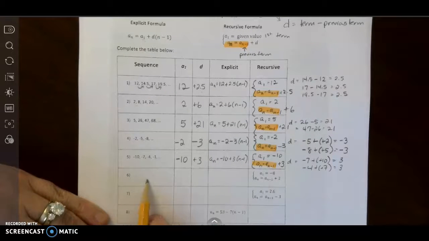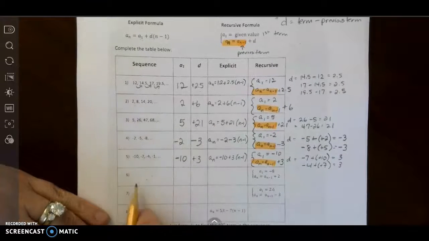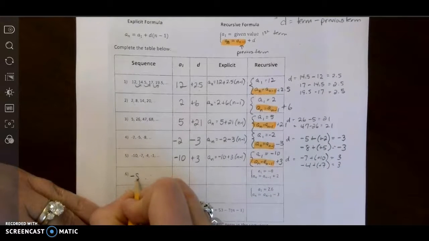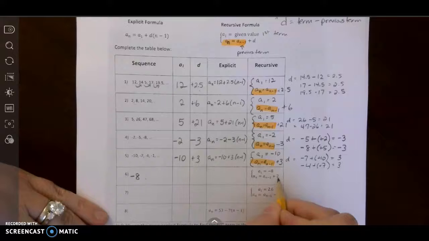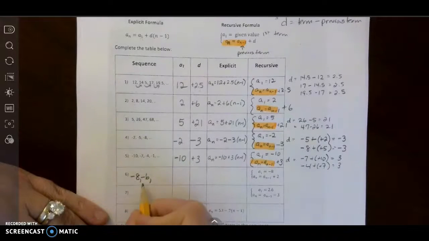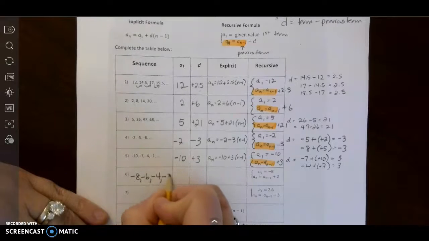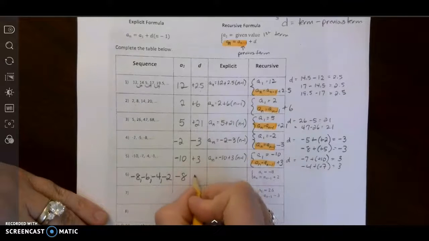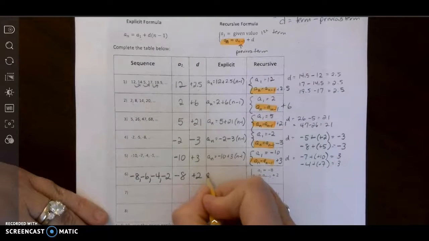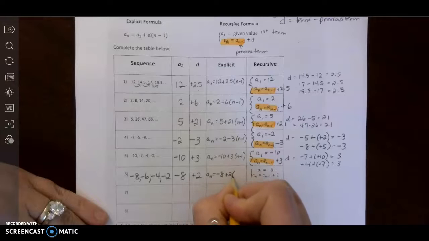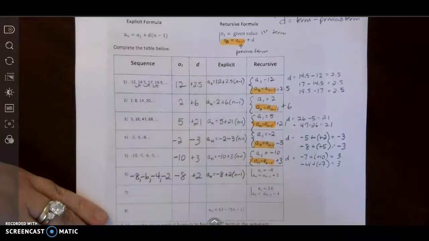Okay, number 6. Here I don't have my terms, but they tell me that my first term is -8, and I'm going to add 2. So if I add 2 to -8, I get -6. If I add 2 to -6, I get -4. And if I add 2 to -4, I get -2. So my first term is -8. I'm adding 2. So my explicit formula is -8 plus 2 times n minus 1.